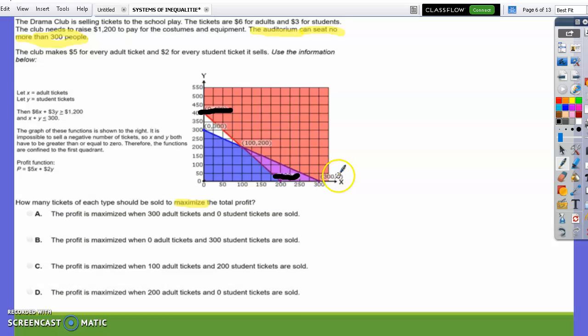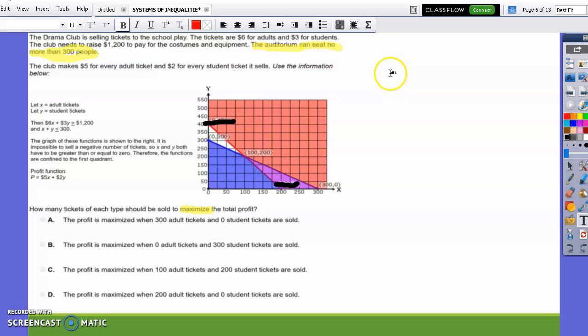And lastly, we have 300, 0. So 300 adult tickets, 0 student tickets. 300 plus 0 is 300. So I'm going to use these 3 ordered pairs, and I'm going to put them into our profit function to see which one of these choices gives me the biggest profit, which is the goal.